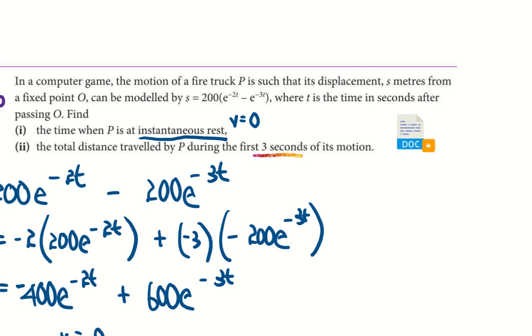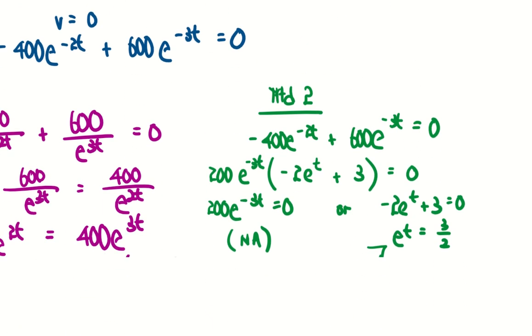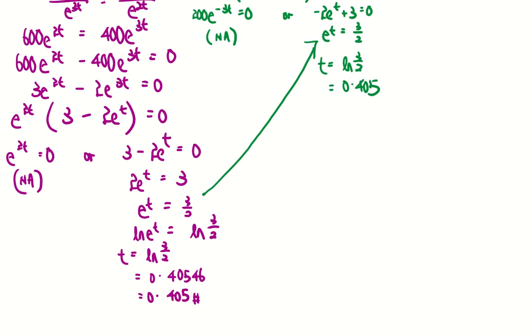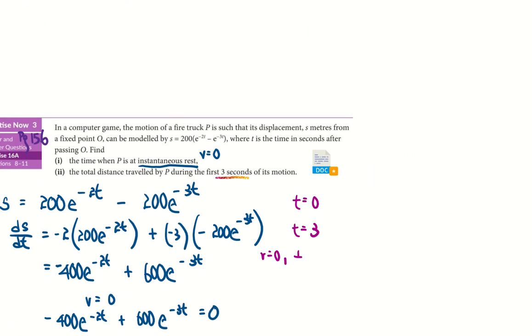So I need to find the total distance, which I can find by using the displacement during the first 3 seconds. That's not sufficient. I must always check. Mr. Liu says sometimes when the particle stops in between, there may be a change of direction. Please remember to include v equals 0, and very good. We got our answer just now, 0.40546.